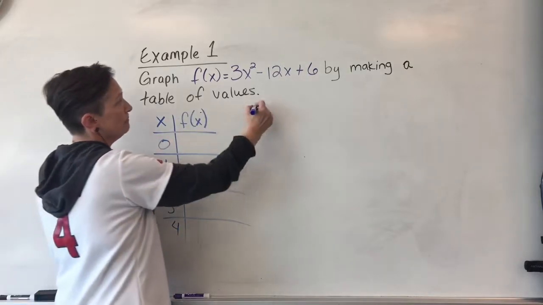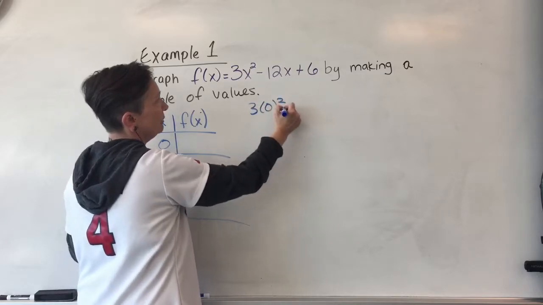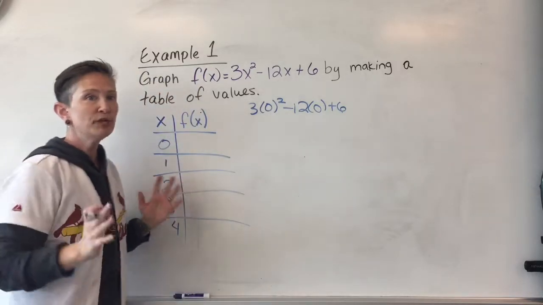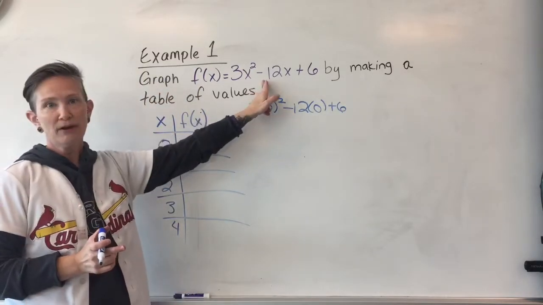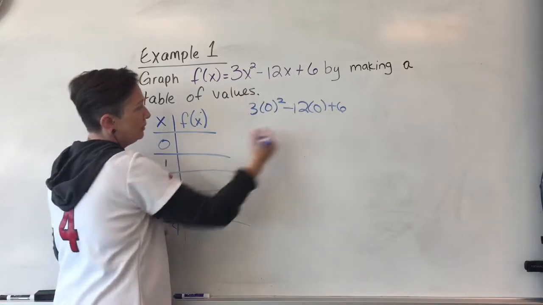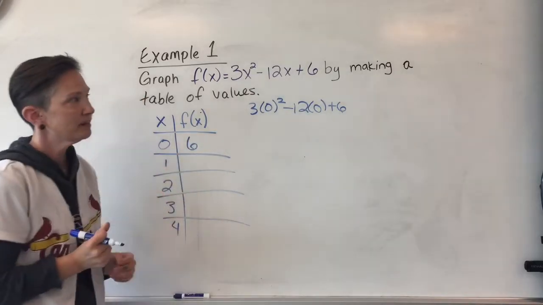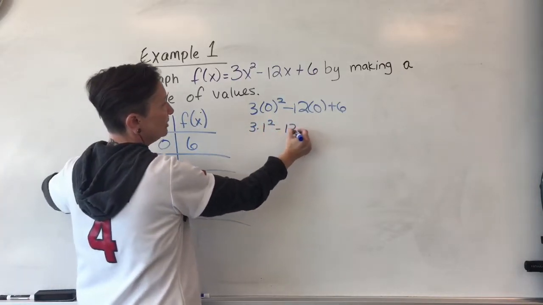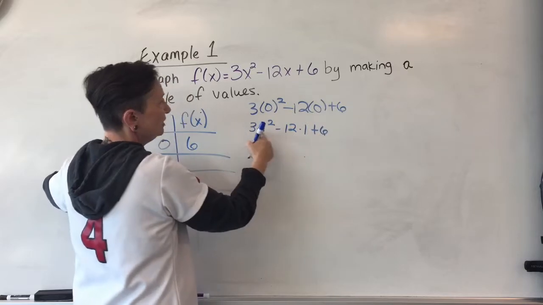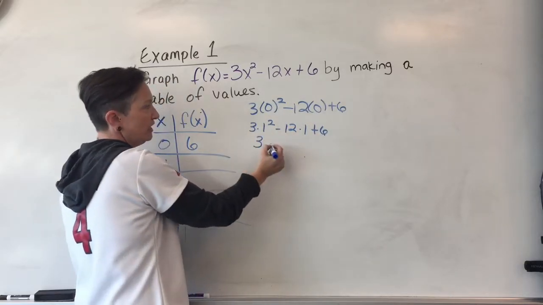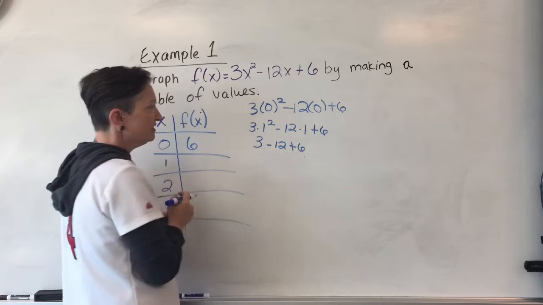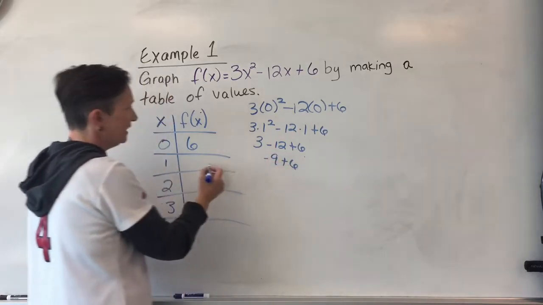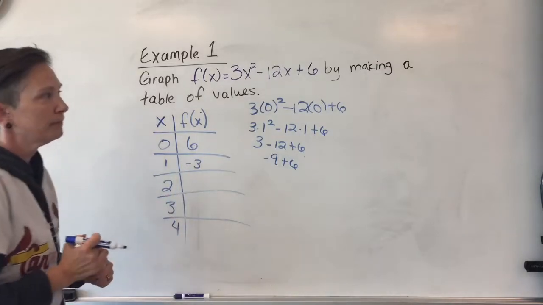So we start with 0. 3 times 0 squared minus 12 times 0 plus 6. I'm just substituting my x values into my function. So I get 0 minus 0, 0 plus 6 is 6. I'm going to do the same thing with 1. So 3 times 1 squared minus 12 times 1 plus 6. 1 squared is 1, so that's 3 minus 12 plus 6. 3 minus 12 is negative 9 plus 6, so that's a value of negative 3.